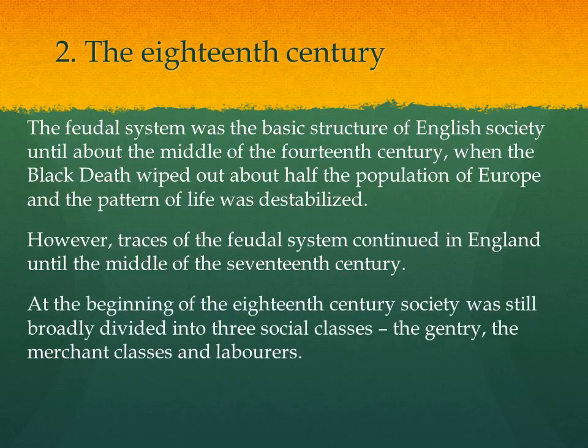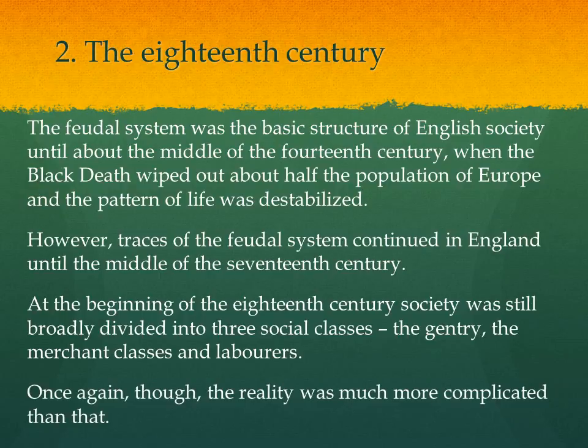And then by the time you get to the beginning of the 18th century, you've still got, in those general terms, three social classes that would be known as the gentry, the top of the hierarchy, the merchant classes, or middle classes, and labourers, people who worked with their hands. But again, it was more complicated than that. So again, let's take a little look in a little bit more detail and see what it was looking like in the century before Dickens came along.